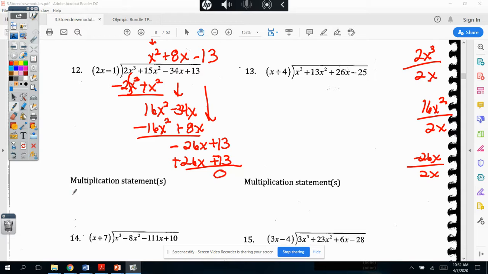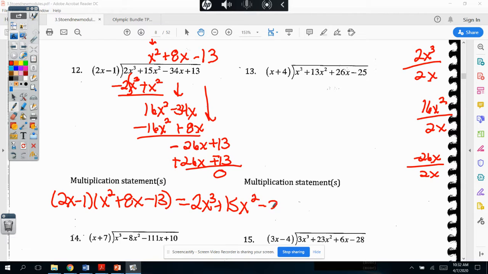So it is a factor, and you get 2x minus 1 times x squared plus 8x minus 13. And that will equal the 2x cubed. I just don't think there's enough space for this. 15x squared minus 34x plus 13.